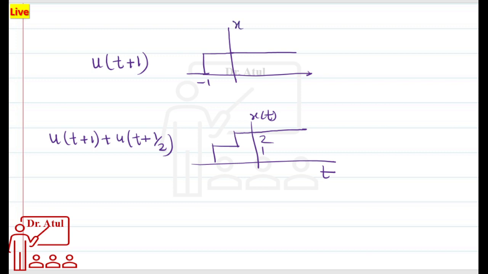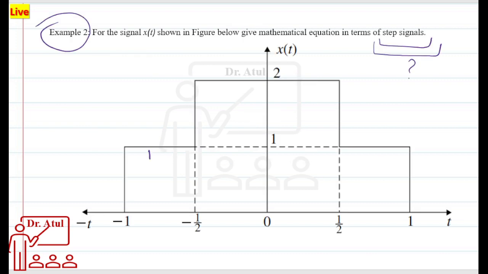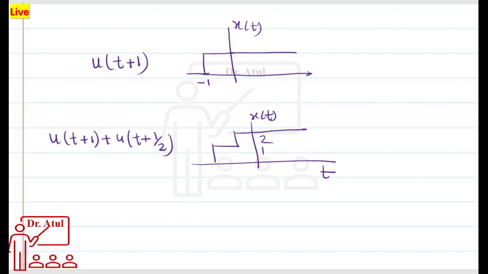But again you can see that now it should go down. At 1 by 2, it should come back to 1. So it is 2 and you want to make it 1, so you have to reduce the unit step signal by 1. So I have to subtract 1 unit step signal at 1 by 2. So u of t plus 1 plus u of t plus 1 by 2 minus u of t minus 1 by 2.